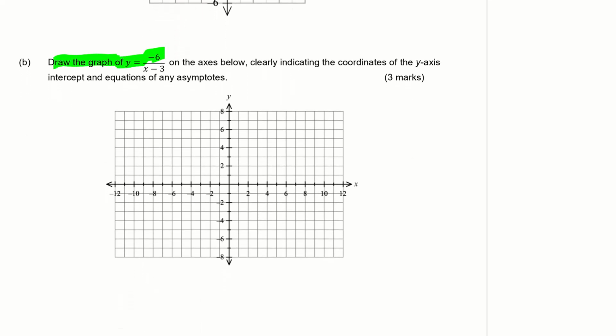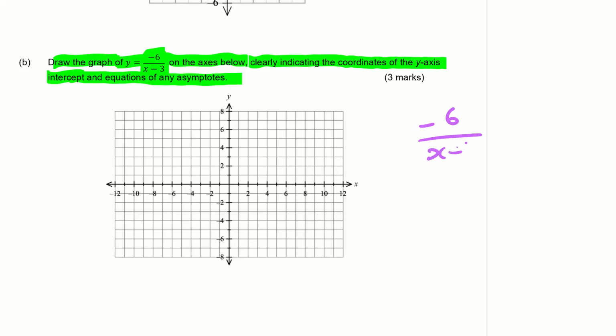Draw the graph of y = -6/(x - 3) on the axes below, clearly indicating the coordinates of the y-axis intercept and the equations of any asymptotes. Now, we can see from -6 over x - 3, and remember there's a + 0 here that we don't bother writing down. That + 0 means it hasn't moved up or down. And that means that the x-axis is a horizontal asymptote. And remember, that is the line y = 0.